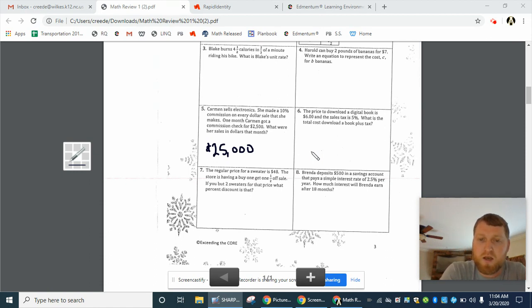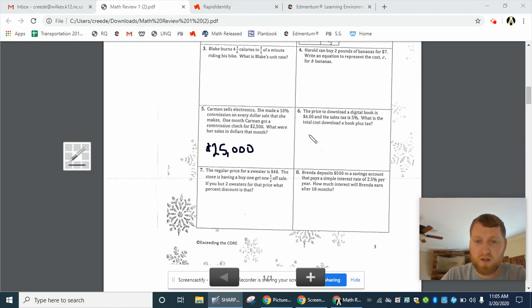Number 6. The price to download a digital book is $6, and the sales tax is 5%. What is the total cost to download a book plus tax? Okay. So what is the cost to download a book plus tax?